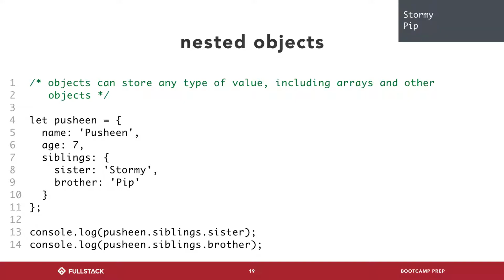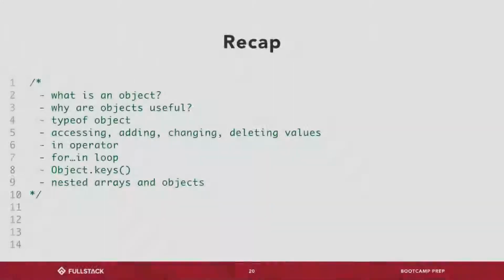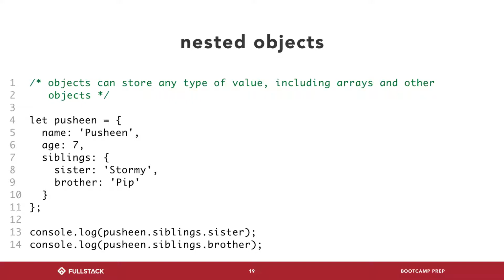Or correspondingly, we can also use bracket notation. Oh, shoot. I thought there was one more example here. Sorry. Or we could use bracket notation here as well, right? So Pusheen, bracket string siblings, bracket string product. Both are equally valid. So if you think about how you access a deeply nested array, which we covered yesterday, it's conceptually identical to how we access a deeply nested object.